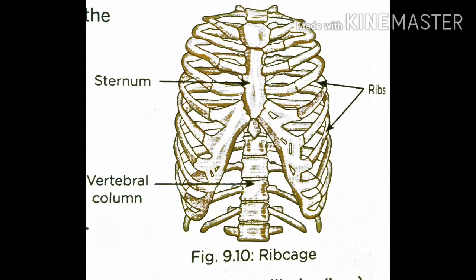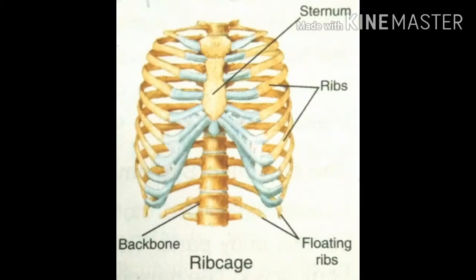This one we already saw. These bones we call ribs. All the ribs are joined at the back to the backbone. See this picture. The bones are joined at the back of the backbone.